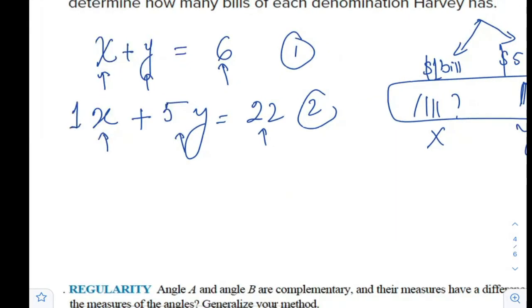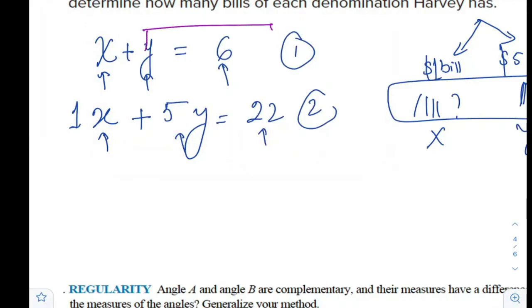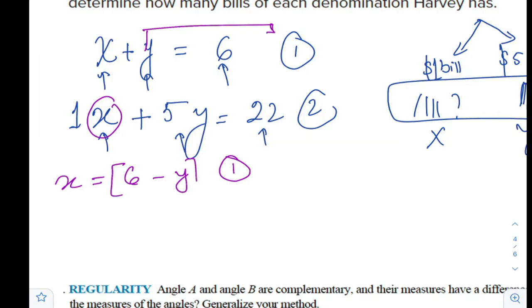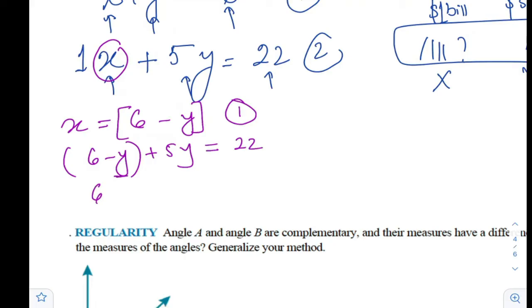Now, we can solve for X or Y in the first equation. I'll use the first equation here. So let's solve for X. So X is 6 minus Y. This is equation 1. Equation 1 sent. Equation 2 will receive the value of X. So I replace the 6 minus Y here instead of the X equals 22. And then I will solve. Minus 1Y plus 5Y is plus 4Y.